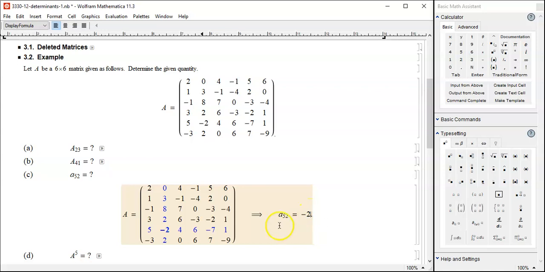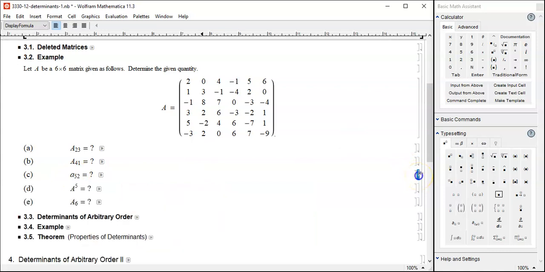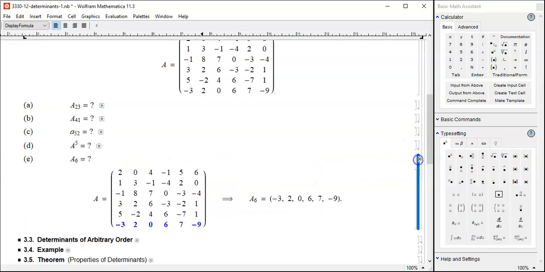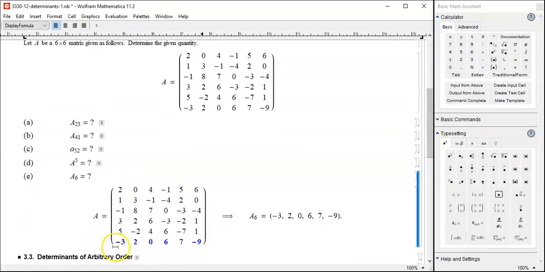How do you see the difference? This is lowercase, and those are uppercase. Capital letters are matrices. Small letters are entries. Now, what is A5 in superscript? Superscript means the column vector, the fifth column vector. How about subscript? That means the row vector, the sixth row vector.